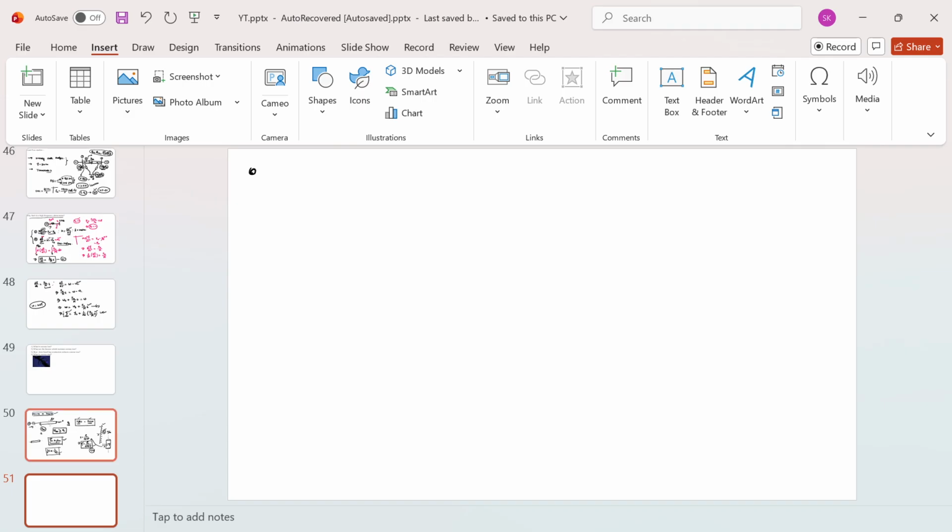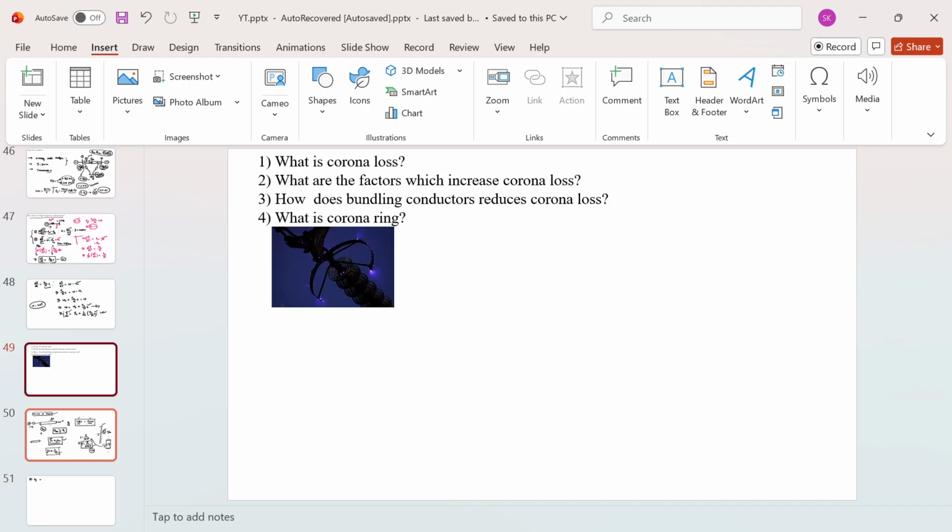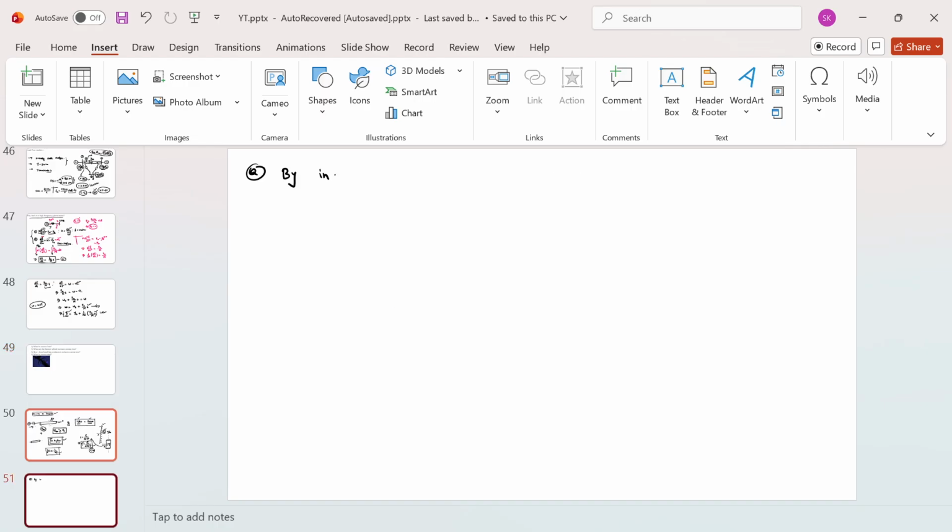So let me write a point. What is the question? What is the factor which increases the corona loss? By increasing the radius, we can reduce the corona loss. Okay.